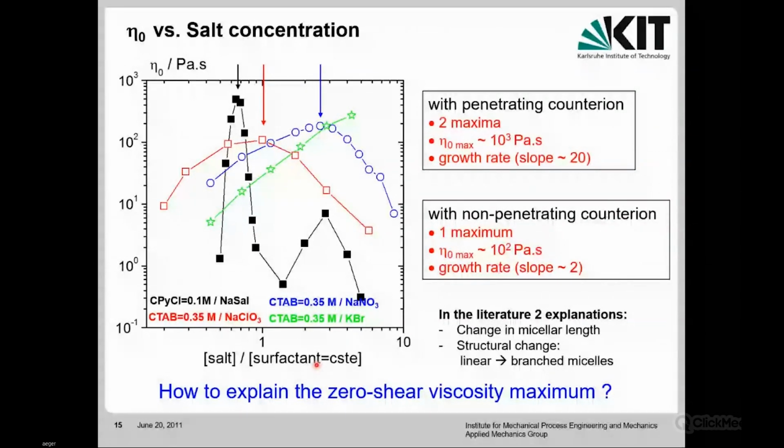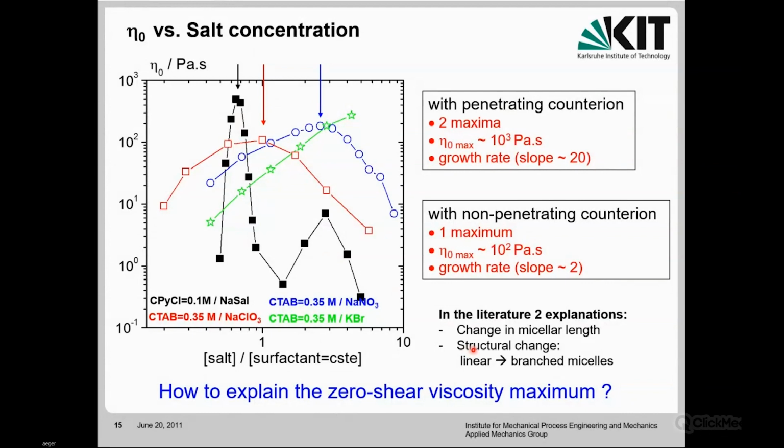It is well known in the literature that you have a huge increase and decrease in viscosity when increasing the salt content. This is for both systems with penetrating and non-penetrating salt. To explain this huge change in viscosity, there are two explanations in the literature. Some people say you have a change in micellar length when passing the viscosity maximum, or you have a structural change from linear to branched micelles.